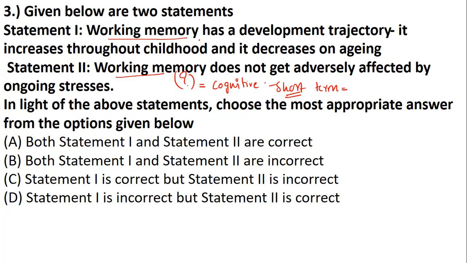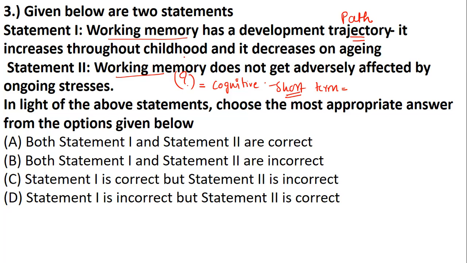So working memory, that is short term memory, has a development trajectory. Now what is the meaning of trajectory? Trajectory is nothing but a path, a direction. This is the first part of the statement: working memory has a development trajectory. Yes, path. Now they're saying it increases throughout childhood.